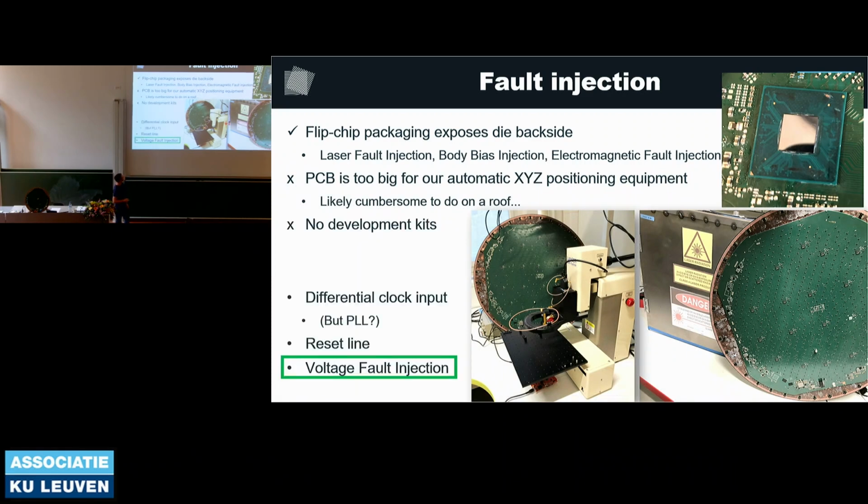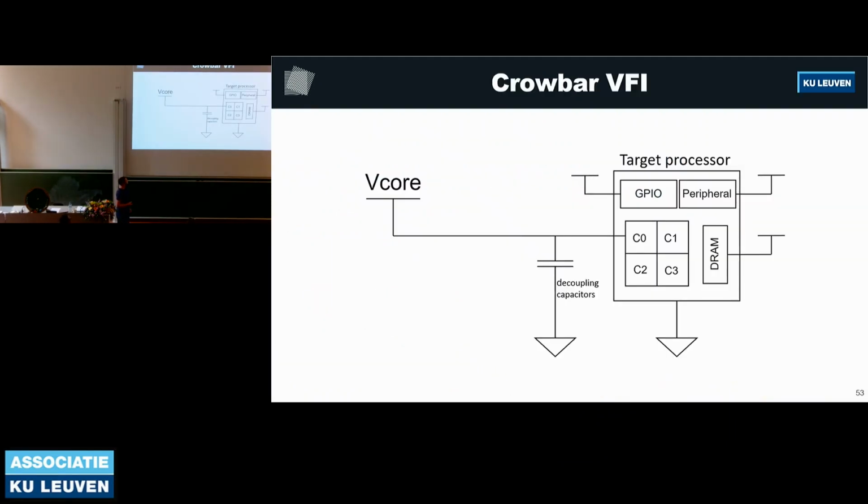So instead, what we did was voltage fault injection, one of the most basic fault injection techniques. And the way that works, or one of the ways you can do voltage fault injection, is, if we look at this target processor, the system on chip, this system on chip will have multiple voltage domains. So there will be a domain for the GPIO pins, there will be a domain for some other peripherals, maybe the DRAM runs at a different voltage, and so on.